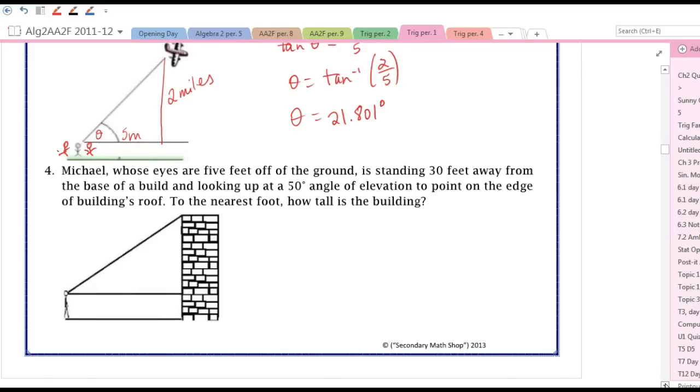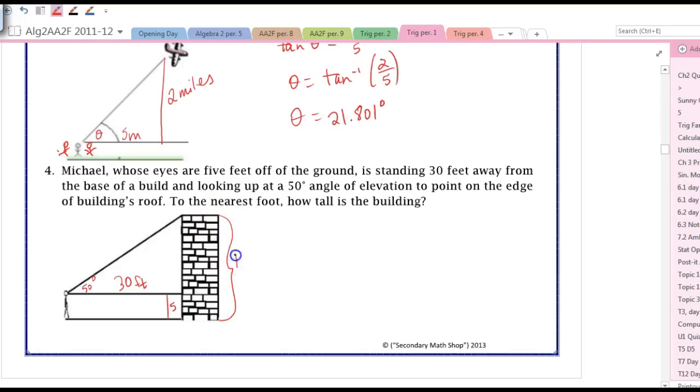He is standing, let's see, his eyes are 5 feet off the ground. Okay, so this is here. So we are taking into account Mikey's height. He's standing 30 feet away from the base of the building. And he's looking up at a 50-degree angle of elevation. I think that's kind of steep. To a point on the edge of the roof. Why? What's on the roof, Mike? What are you looking at, Mike? To the nearest foot, how tall is the building?